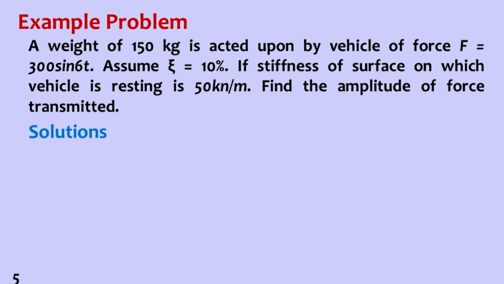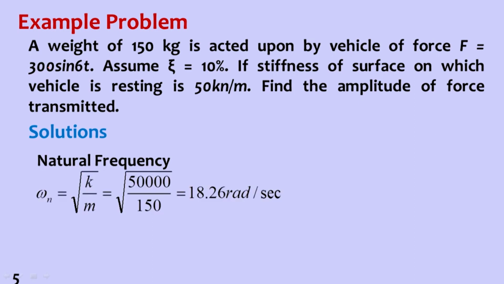Now let us solve one problem using this principle, to understand this phenomenon a little bit more. A weight of 150 kg is acted upon by a vehicle force F 300 sin 6t. So this 6 is the forcing frequency and 300 is the amplitude of that force, and the damping assumed in the system is 10%, and the stiffness of the surface on which the vehicle is resting is 50 kilonewton per meter. Find the amplitude of force transmitted. So let us first find the natural frequency, which is under root K by M.